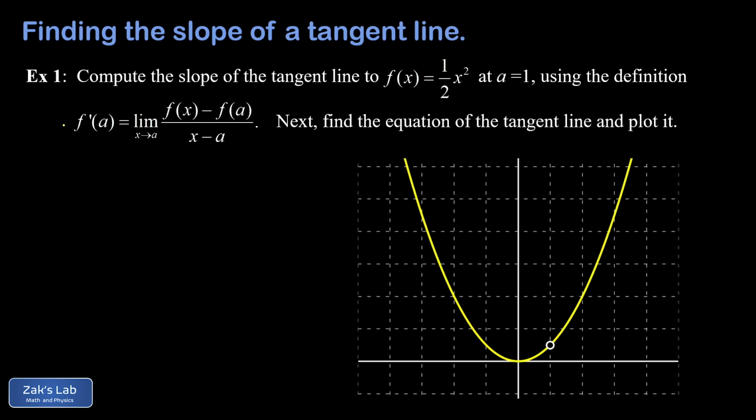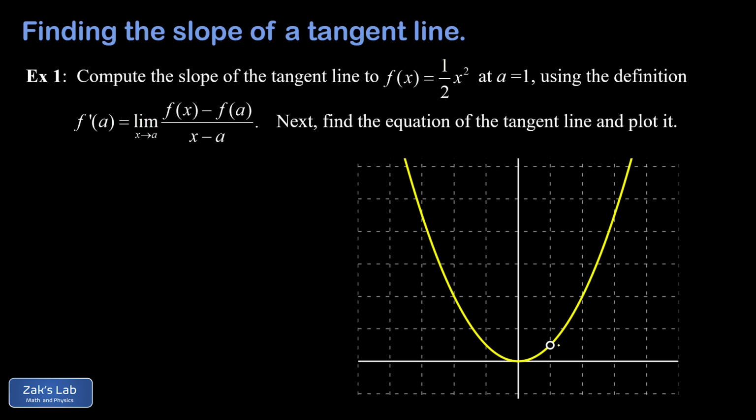So we look at it as the limit as x goes to a of f of x minus f of a over x minus a. And then as a follow-up, we want to find the actual equation of the tangent line so we can plot that in our graph. So our picture is ready with a plot of the original function f of x and this single point highlighted in the graph.